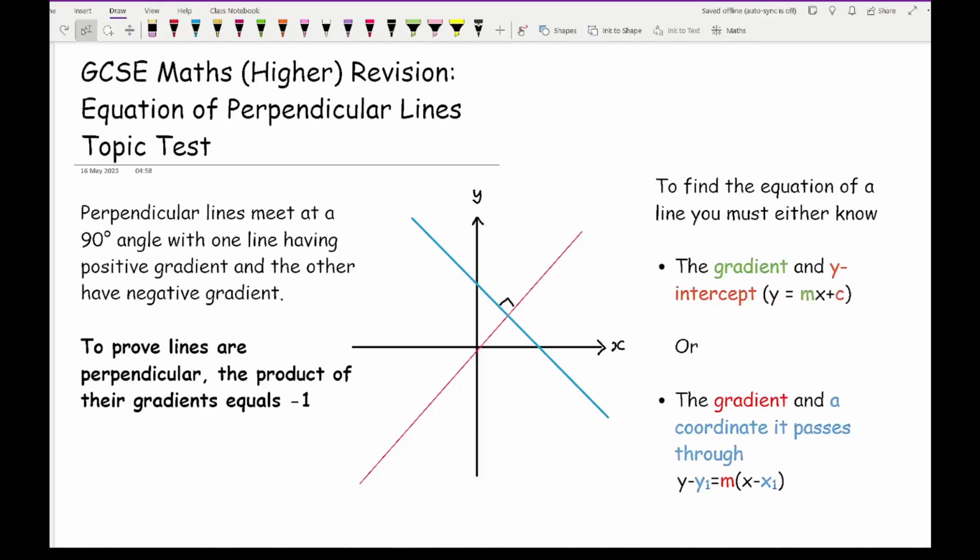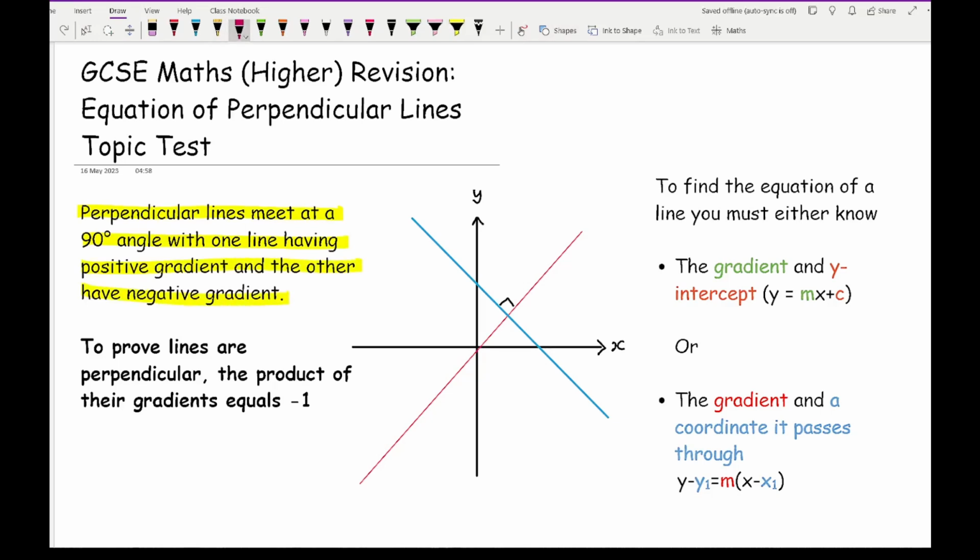Now before we get started working through some questions related to the equation of perpendicular lines, let's just have a quick overlook over some things that we need to revise and remember. Now the first thing is that perpendicular lines meet at a 90-degree angle, with one line having positive gradient and the other line having negative gradient. So this is really important to know so you understand what perpendicular actually means.